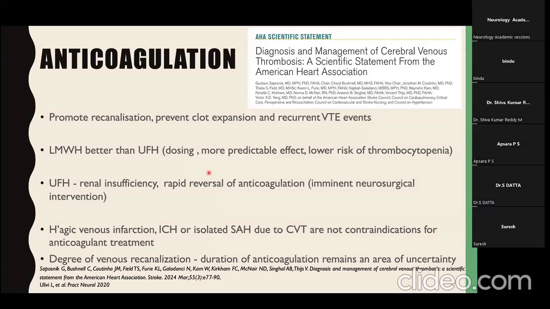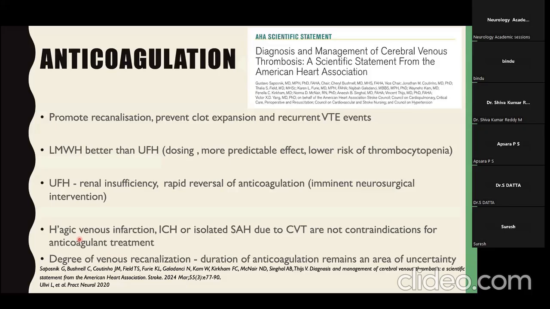Unfractionated heparin may be used in renal insufficiency, and when rapid reversal of anticoagulation is needed if we are planning any neurosurgical intervention. There is no significant difference in the therapeutic benefit of low molecular weight heparin versus unfractionated heparin, but we need to consider special situations which have to be kept in mind before deciding.